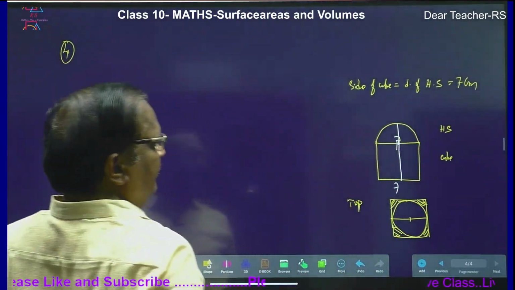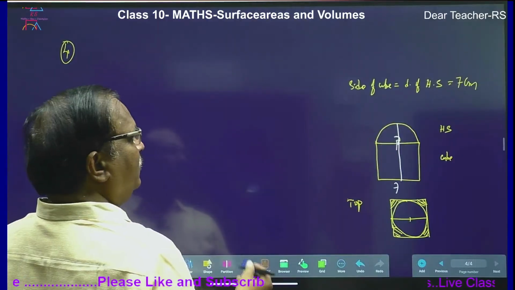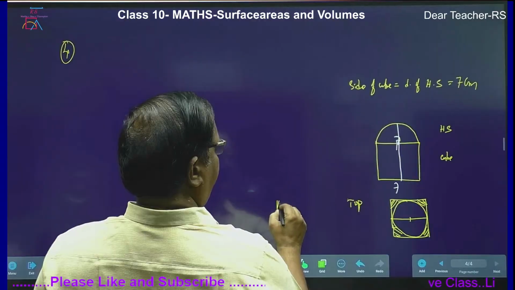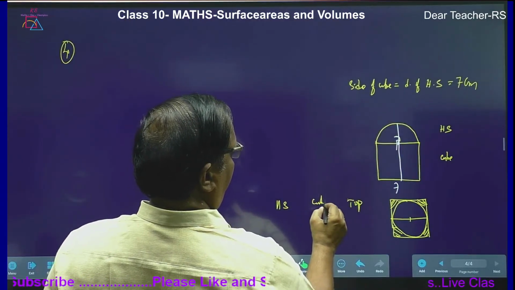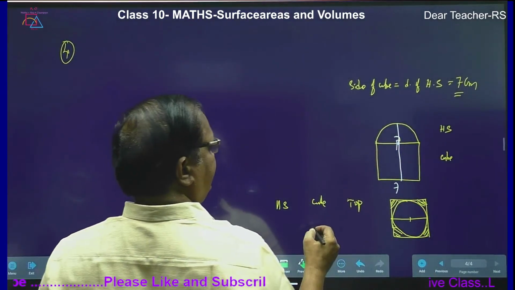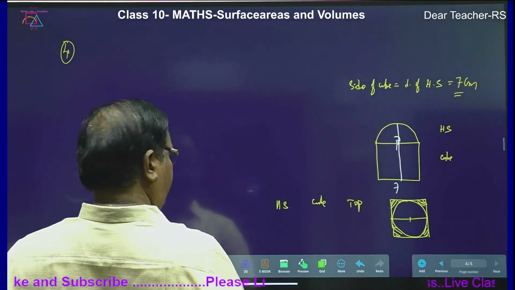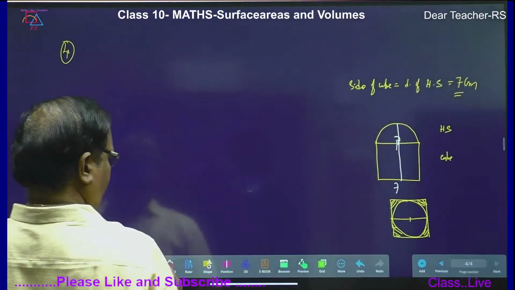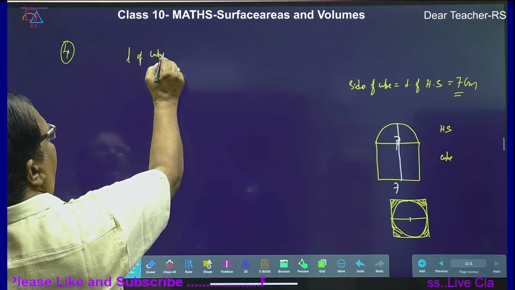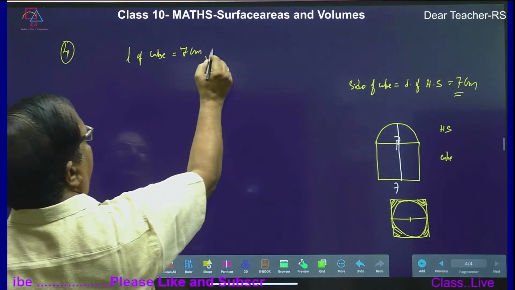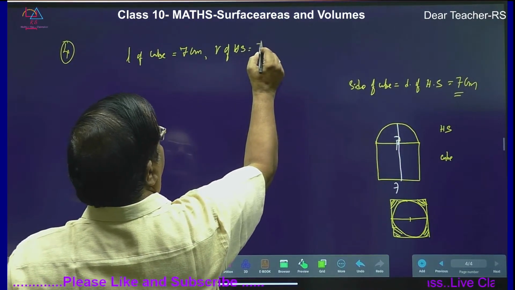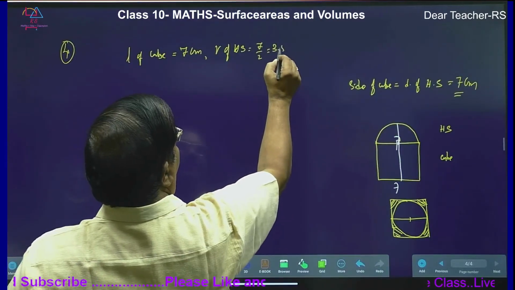So find the surface area. Now we will divide it. One is a hemisphere and cube. So both are same. L is the same, you don't need to do anything. So let me write: L of cube is equal to 7 centimeters. Radius of hemisphere is equal to 7 by 2, 3.5 centimeters.